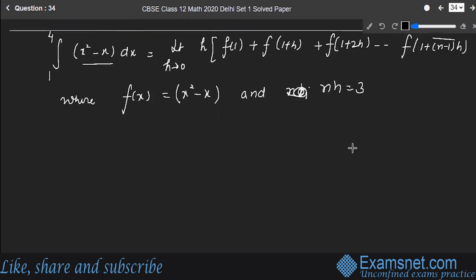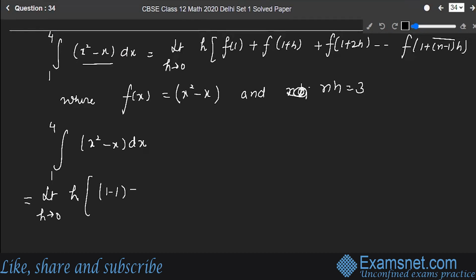Okay, now let's get back. Integral 1 to 4 of x square minus x dx will be equal to limit h approaching 0, h into f of 1 plus f of 1 plus h. This will give you 1 plus h. First of all, I'm going to do the square. So this is equal to 1 plus h square plus 2h, then minus h.